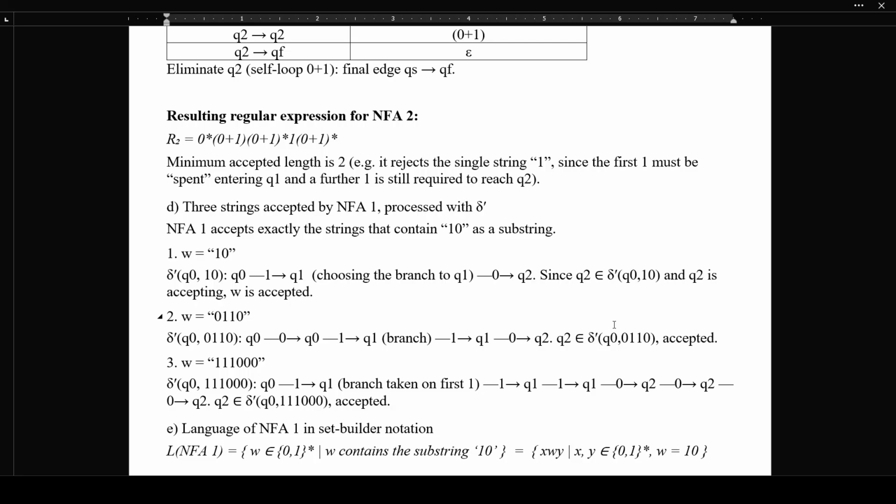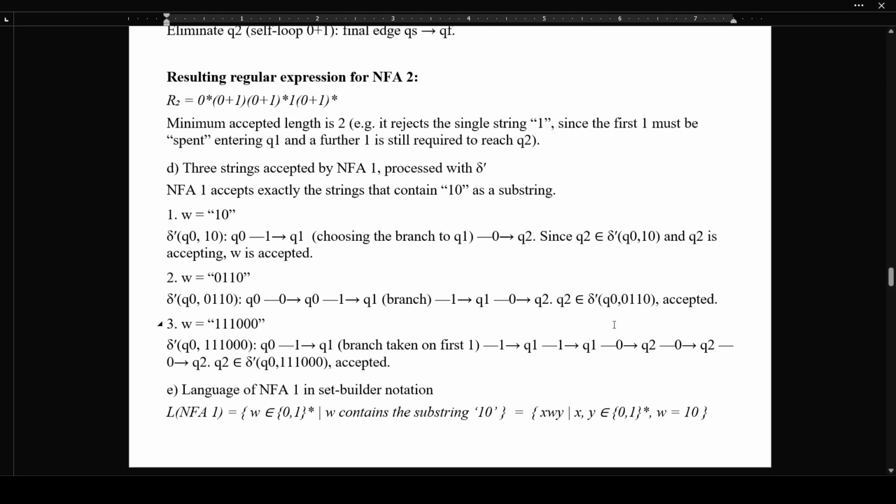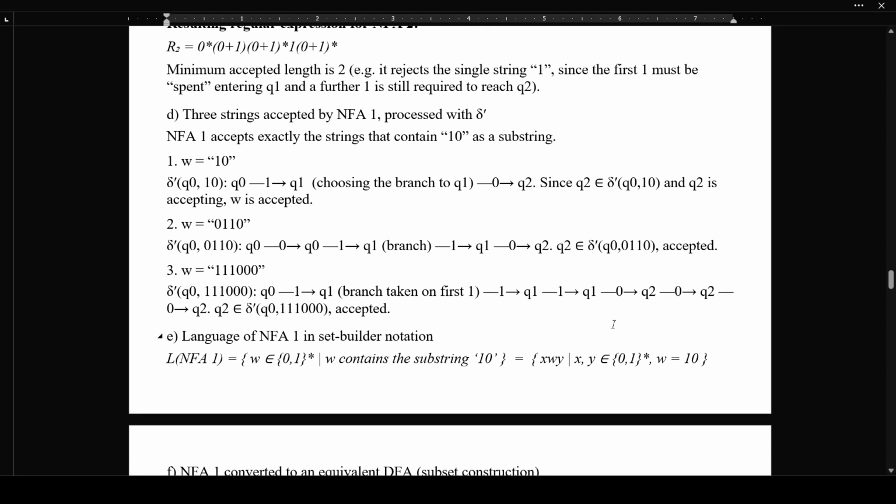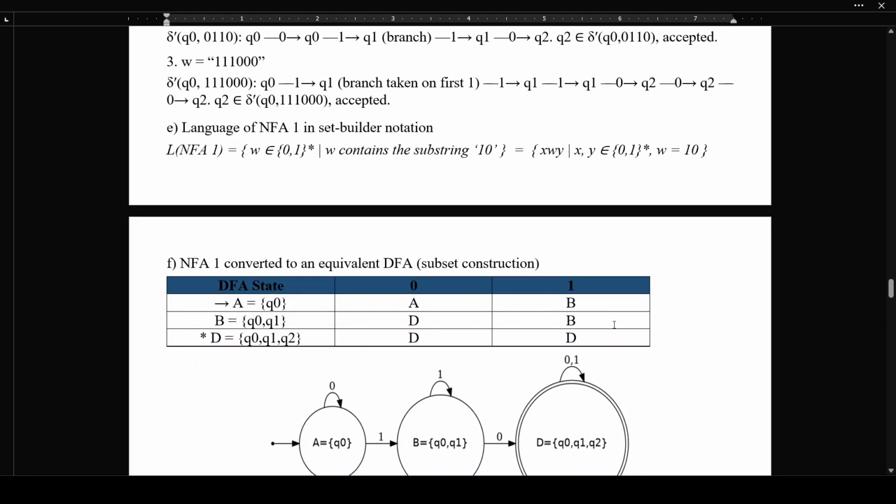Our question D: were three strings accepted by NFA1 processed with the transition function? NFA1, that is our first NFA here, accepts exactly the strings that contain 10 as a substring. So we have w equal to the string 10, and then the transition function, q0, which is 10, mapping down to our languages here.